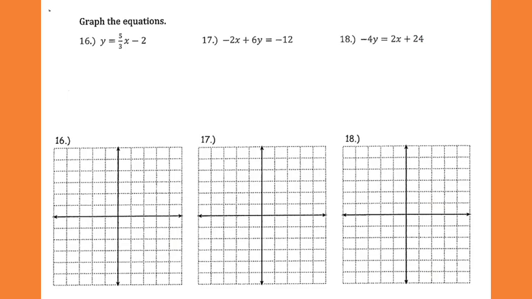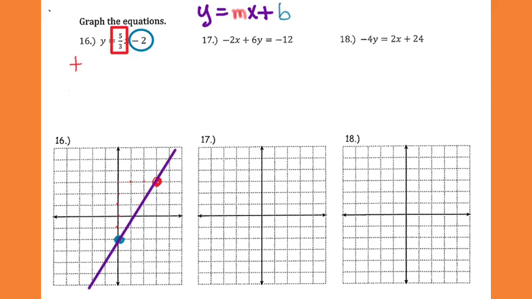Now 16, 17, 18, we are graphing. I'm going to go ahead and use y equals mx plus b, where I know my y-intercept is -2. So I start there, and my slope is 5 over 3. So I'm rising 5 and running 3. I know it's a positive line, and it graphs to be a positive line, so I did it correctly.